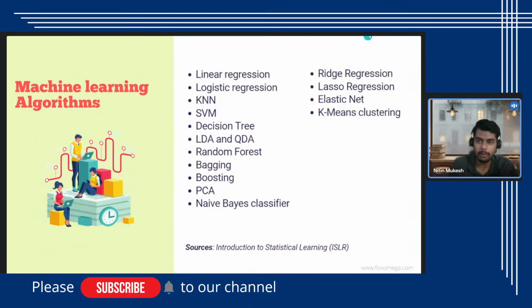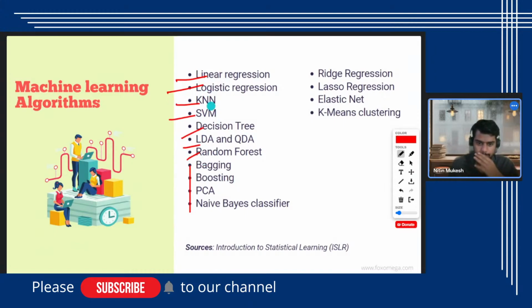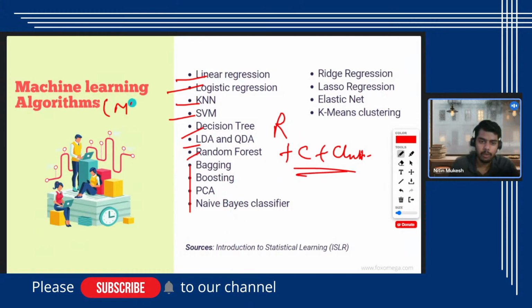The next thing is about ML algorithms. The popular classical ML algorithms are linear regression and logistic regression, and algorithms like KNN, SVM, decision tree, LDA, QDA, random forest, bagging, boosting, PCA, naive Bayes classifier, ridge regression, lasso regression, elastic net, and K-means clustering. These things will help you understand regression, classification, and clustering. These are asked a lot, whether you're sitting for an ML engineer interview or any data science interview. A popular way to read these topics is to go to Coursera, any YouTube channel, or any blog.